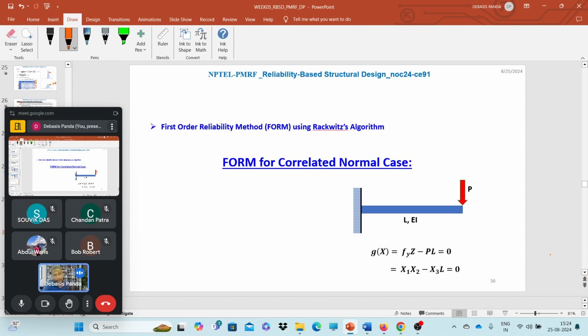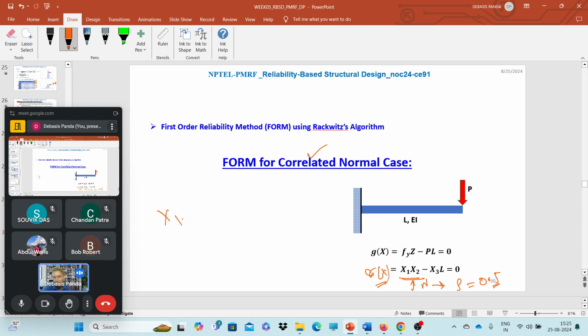Now we will see the fourth case, that most generic case. This one is the third case, correlated and normal. So if we have correlated random variables, that means, let's say x1 and x2 are normal, but they are correlated with some correlation coefficient, say 0.5. So what will you do? That means your gx is correlated now. So you need to first uncorrelate them.